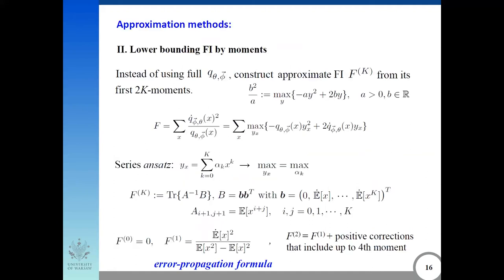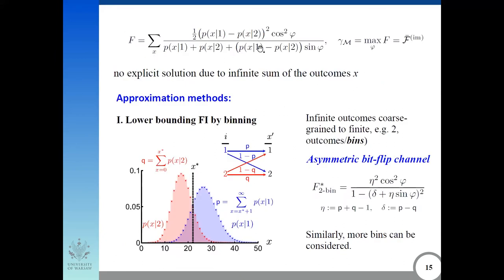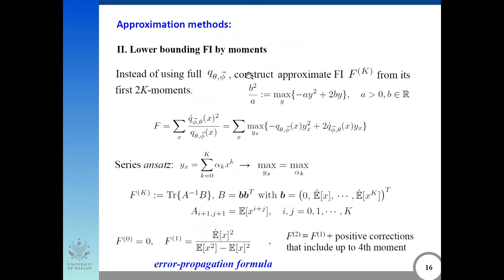And another method is approximation methods. If we are not doing binning, it is by considering lower bounds from the moments of the probability distribution. So we have this probability distribution. What we could do is construct approximations that take into account only the first 2k moments. So these will again also be lower bounds on the Fisher information. But if you take more and more moments, you recover the full probability distribution, and you get back the infinite sum versions. But if you just consider the mean, you will get the approximations. So just on the technical part, I think it's nice to share.